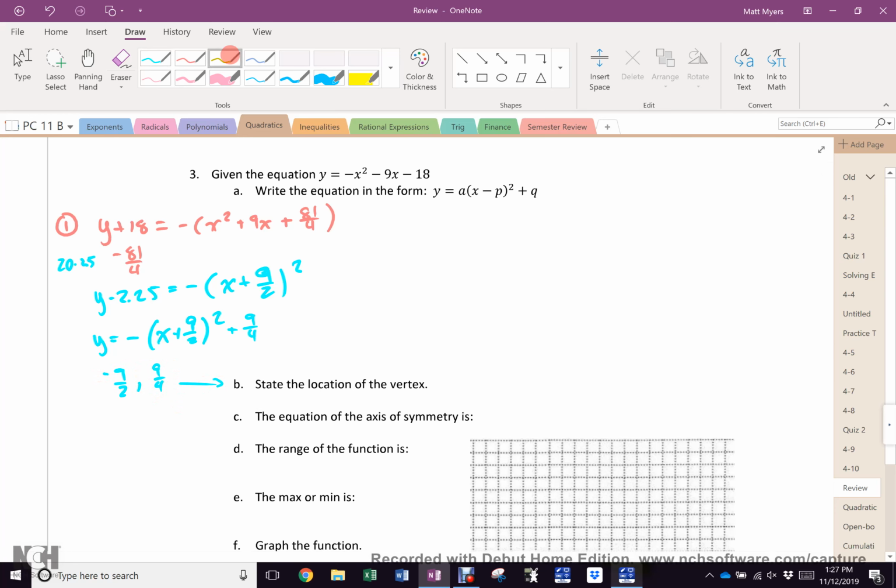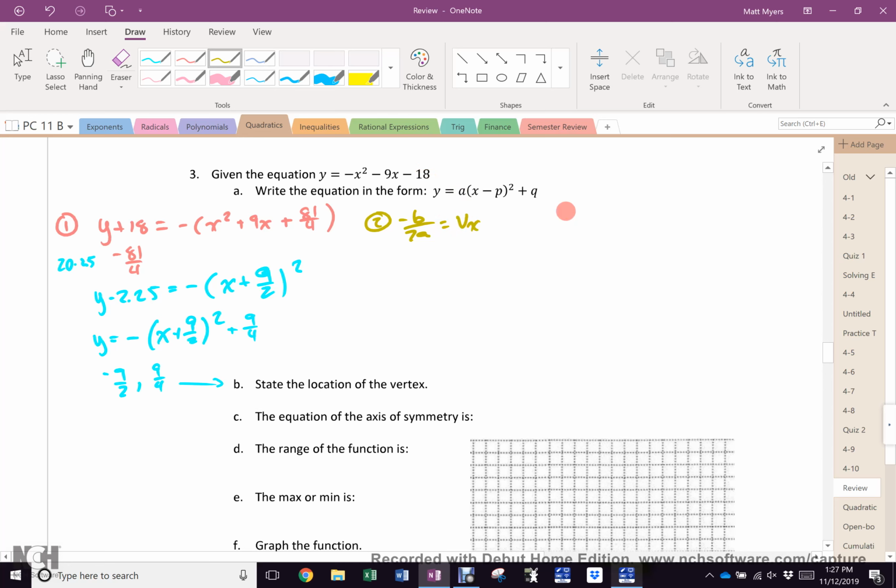Now, I, of course, would have used negative b over 2a, or you could have factored and used root 1 plus root 2 divided by 2, right? Negative b over 2a would equal the vertex x, then I'd sub that back in.